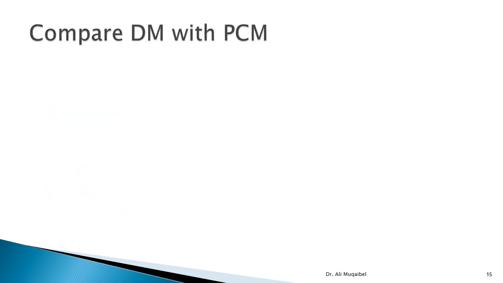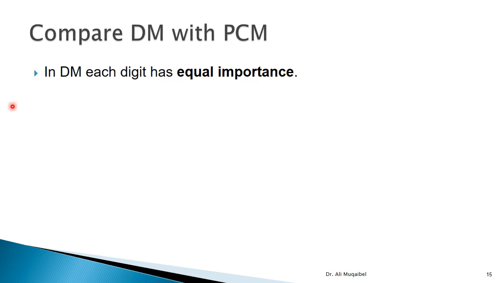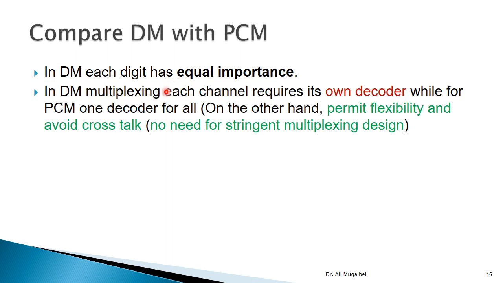Okay, quick comparison between differential DM and PCM. In DM, each digit has equal importance because each digit says up or down. In DM multiplexing, each channel requires its own decoder because we are accumulating, we are depending on the previous values. However, in PCM, one decoder can work for all. Okay, in terms of hardware count, PCM is better. But in terms of possible crosstalk, DM is better because DM has separate decoders and they will not interfere with each other.